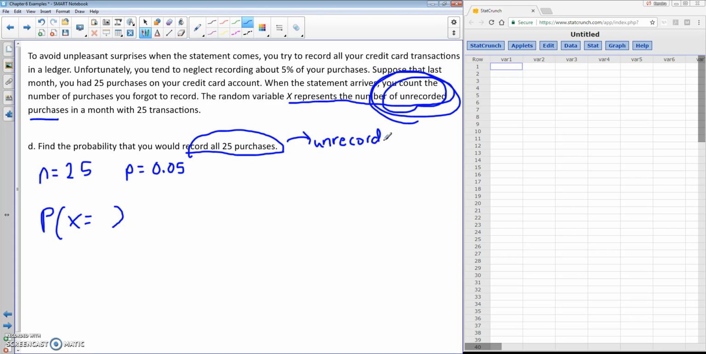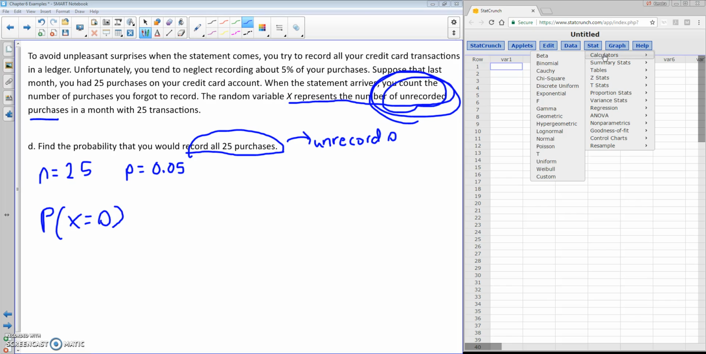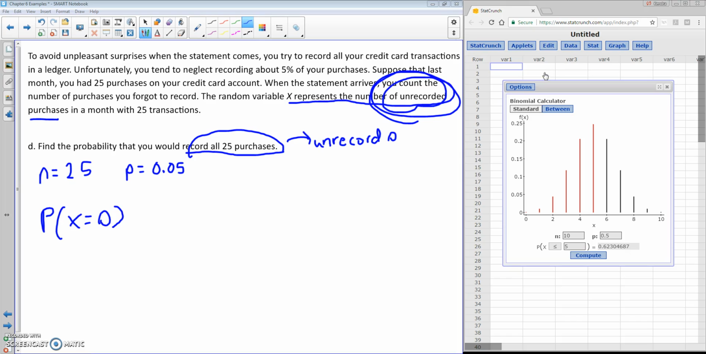We failed to record how many? 0, right? In this case, x is equal to 0. At this point, we can use StatCrunch in the binomial calculator to find this. So we're going to go to Stat, Calculators, and then we're going to use binomial.